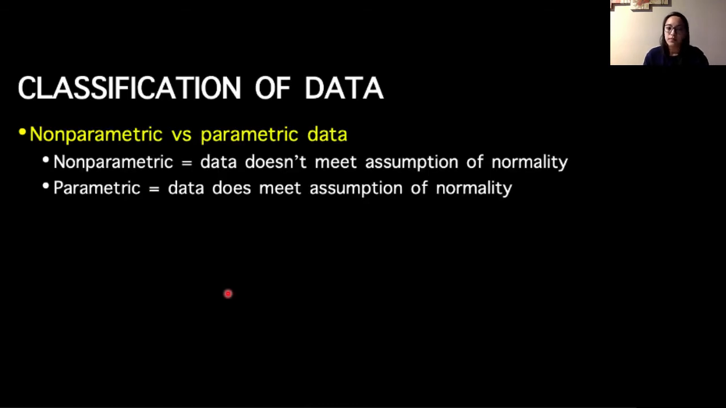Classification of data. We have two primary categories that we can classify data in. The first being non-parametric, the second being parametric. Non-parametric data does not meet the assumption of normality. Parametric data does. Okay?